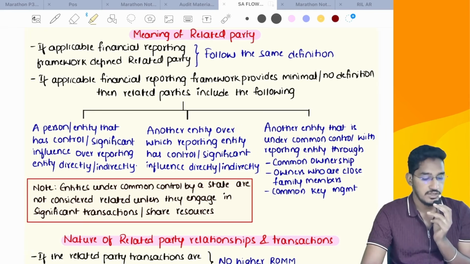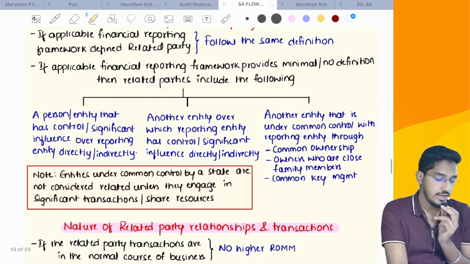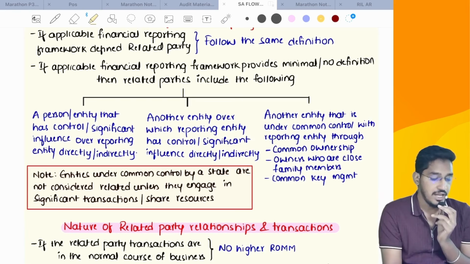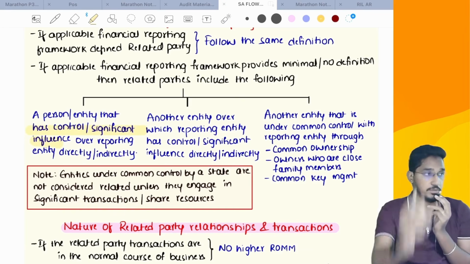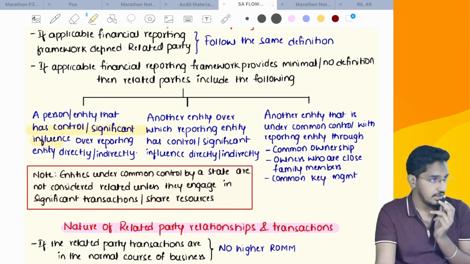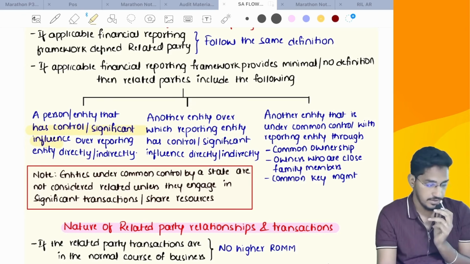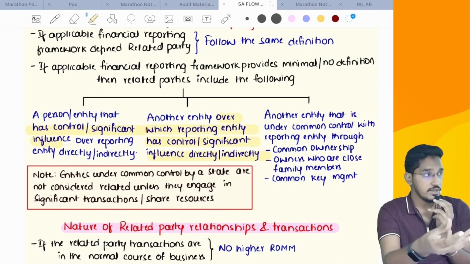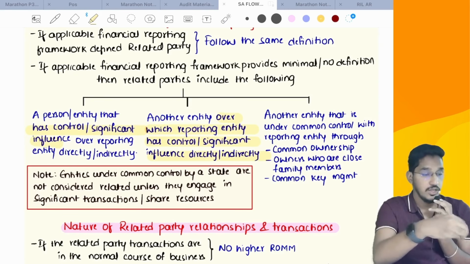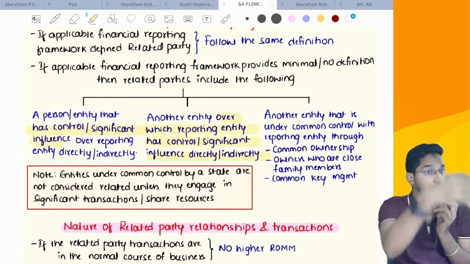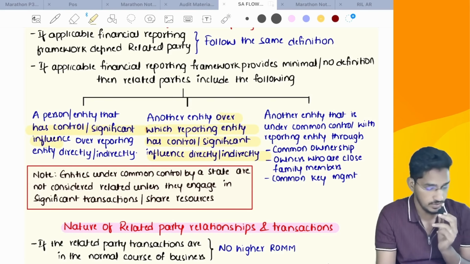Sir, as per the definition of SA 550, when will two parties be considered related? They say that two entities will be considered related if one has control or significant influence over the other. If a person has control or influence over another entity, then both become related parties. You are controlling someone or someone is controlling you. You have significant influence on someone or someone has significant influence on you: related parties.